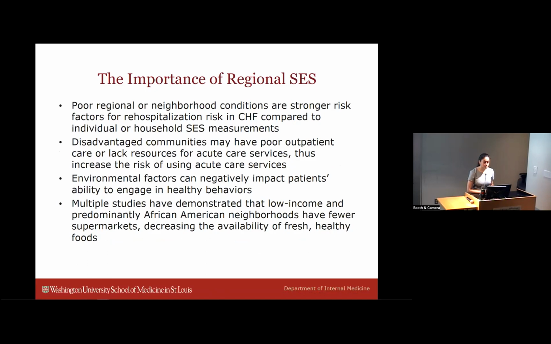This brings us to another important point, the importance of regional socioeconomic status. Poor neighborhood conditions are stronger risk factors for rehospitalizations in congestive heart failure than individual socioeconomic status. Disadvantaged communities may have poor outpatient care or lack resources for acute care services, thus increasing the risk of using acute care services repeatedly. Environmental factors can also negatively impact patients' ability to engage in healthy behaviors. Multiple studies have demonstrated that low-income and predominantly African American neighborhoods have fewer supermarkets, decreasing the availability of fresh, healthy foods.